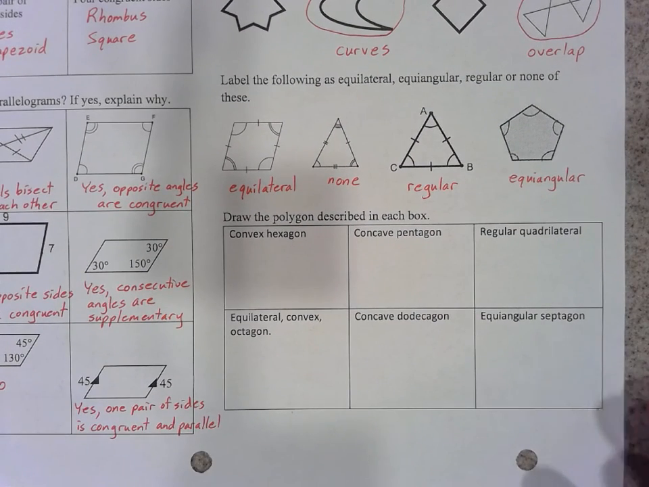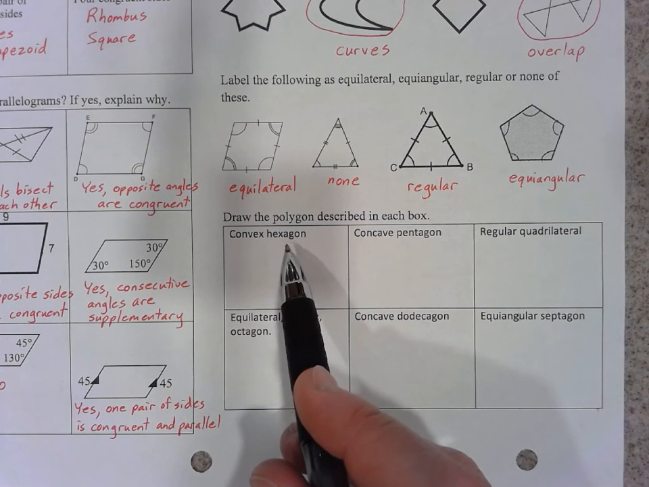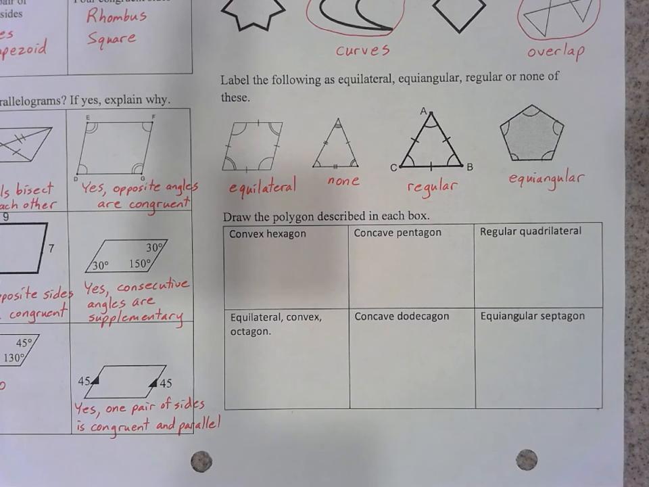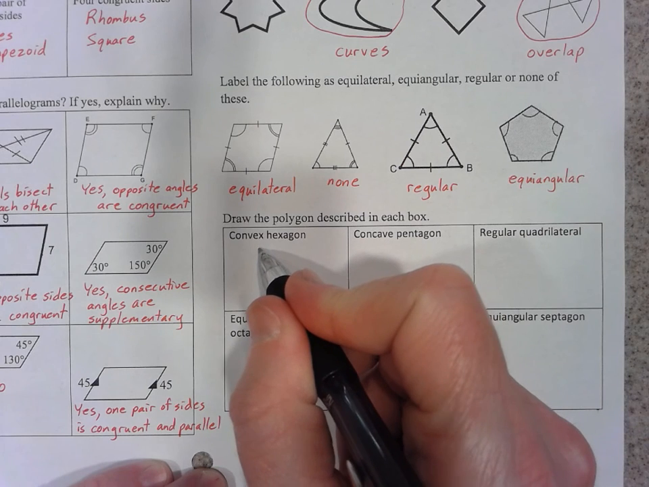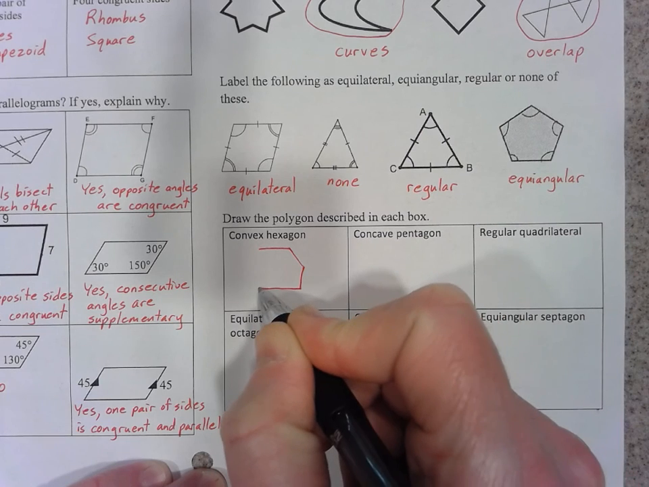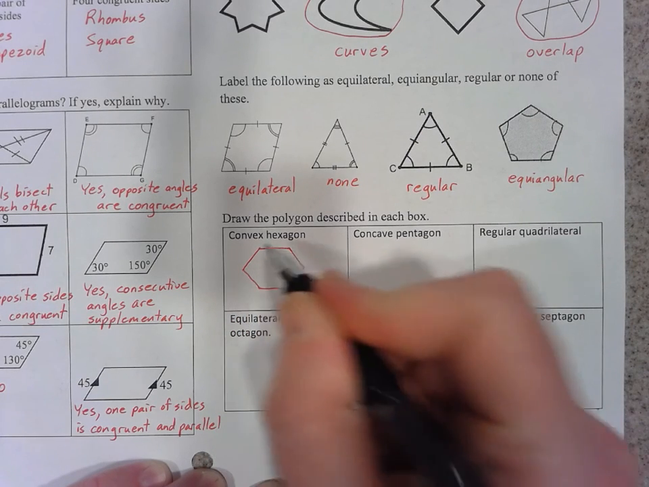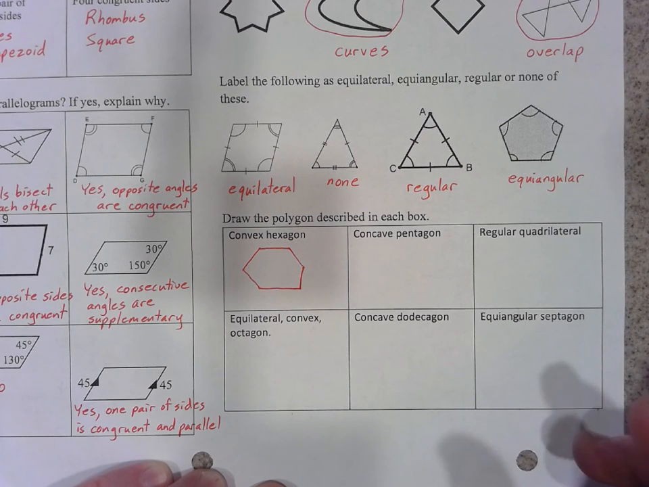And the last one. Draw the polygon described in each box. Convex hexagon. So convex means there's no indentations. Hexagon means it has 6 sides. There's no other rules besides those two. No indentations. It's got 6 sides. So I'm going to start drawing 1, 2, 3, 4, 5, 6. Doesn't say anything about regular, equilateral, equiangular, so 6 sides, and it's convex.